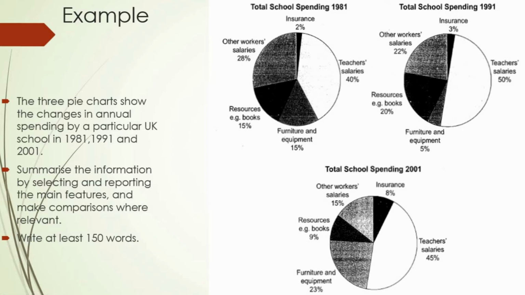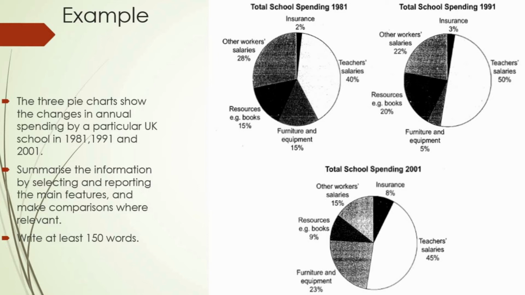So in the pie chart, the spending of the school is divided into 5 parts. Okay. Teacher's salary, furniture and equipment, resources, for example books, and other workers' salaries. Same thing: insurance, teacher salary, resources, other workers' salary. Same thing, but it's just different years, and these figures changed in different years, and that's only what we need to compare. Okay, are you getting this?